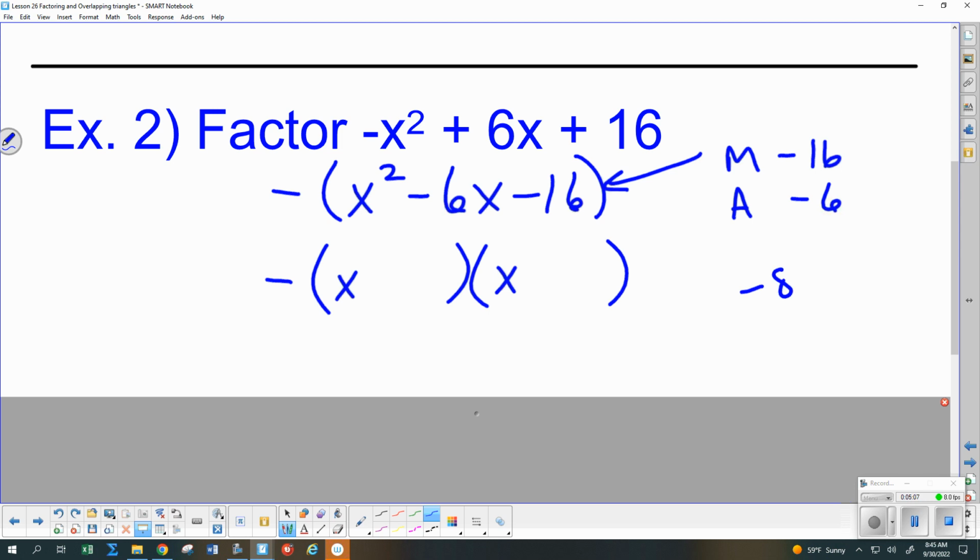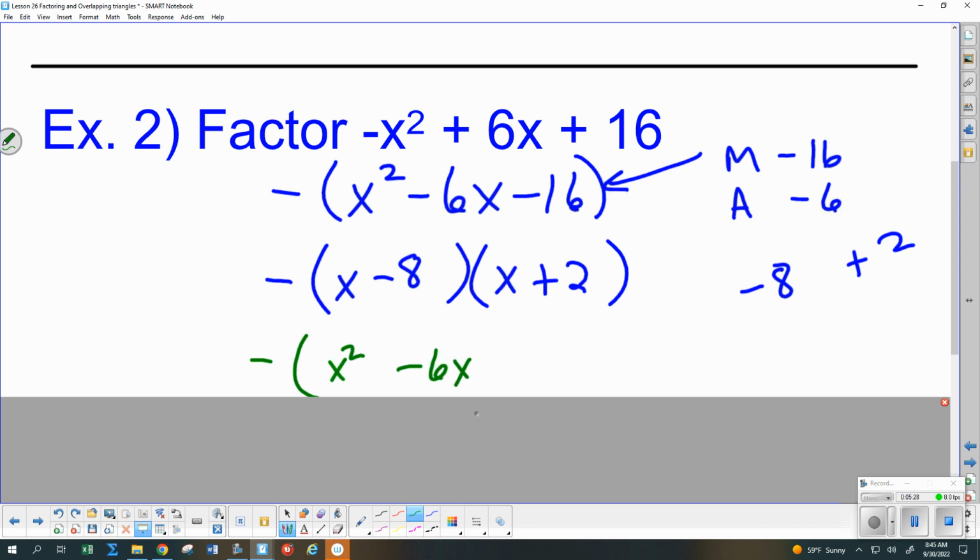-8 and +2, thumbs up, thumbs down from the rest of you. So we will put in the -8 and the +2, doing a quick FOIL check. If I don't worry about the minus sign yet, if I FOIL, I get the x squared. I get the +2x and the -8x, which is a -6x.